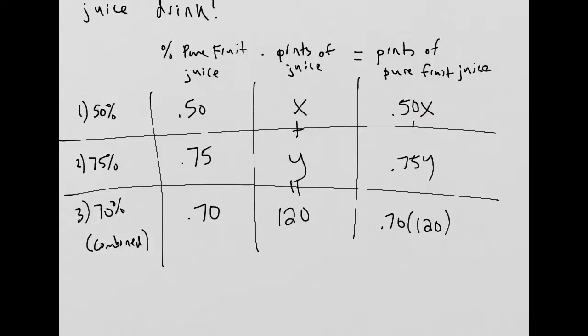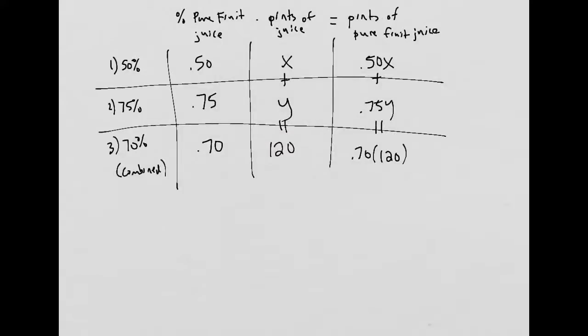So I've really got two equations and two variables. So I'm going to write those out. So let's just write out our two equations. So the first one is x plus y equals 120. And then we've got 0.50x plus 0.75y equals 0.70 times 120.